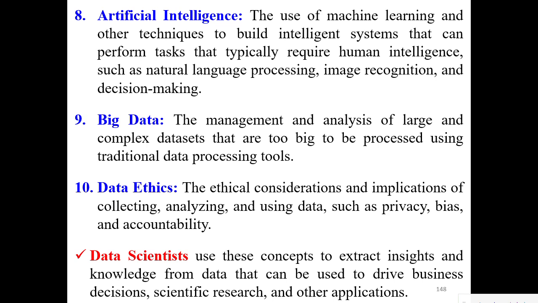Then data ethics, the 10th major concept of data science, covers the ethical considerations and implications of collecting, analyzing and using data, such as privacy, bias and accountability. So finally, data scientists use these concepts to extract meaningful, interesting patterns, insights and knowledge from a huge volume of data that can be used to drive business decisions, scientific research and other applications.